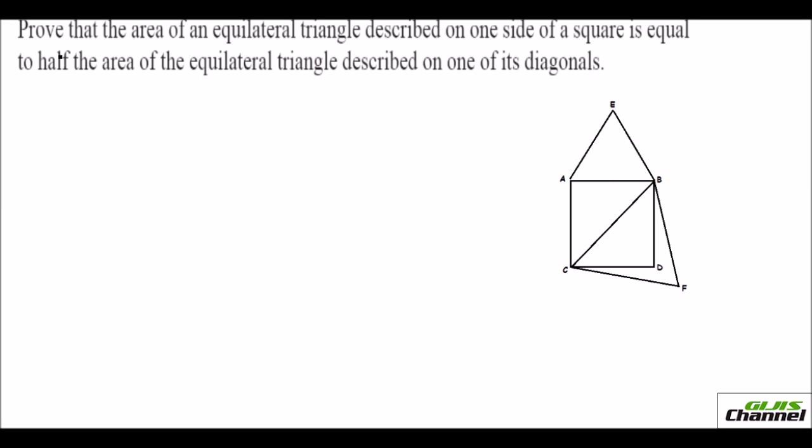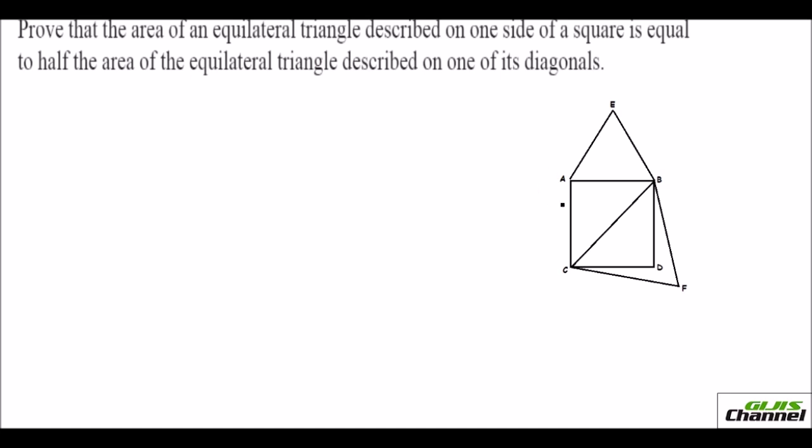Here it is given, prove that the area of an equilateral triangle described on one side of the square is equal to half the area of the equilateral triangle described on one of its diagonals. Okay. So one equilateral triangle is on its side, and the other equilateral triangle is on its diagonal, and you need to show that it is half.